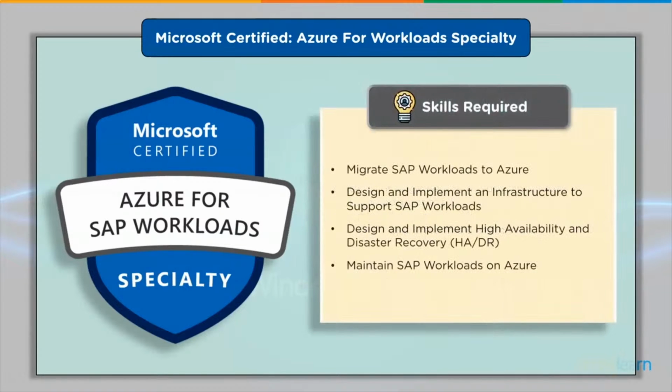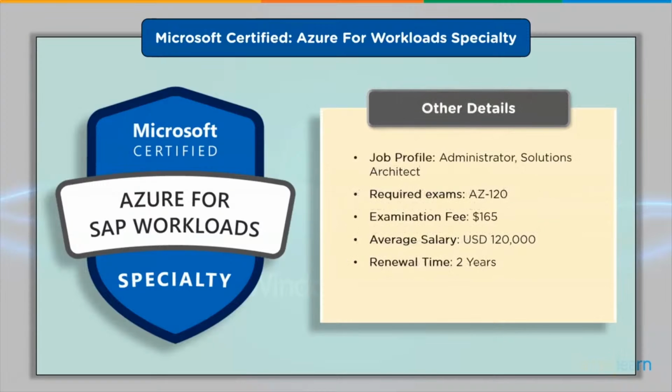Skills required for this certification are: migrate SAP workloads to Azure, design and implement an infrastructure to support SAP workloads, design and implement high availability and disaster recovery, maintain SAP workloads on Azure. Now, this certification is perfect for job roles like administrator, solution architect, and its exam code is AZ120. Its exam fee is 165 USD with the renewal time of 2 years.